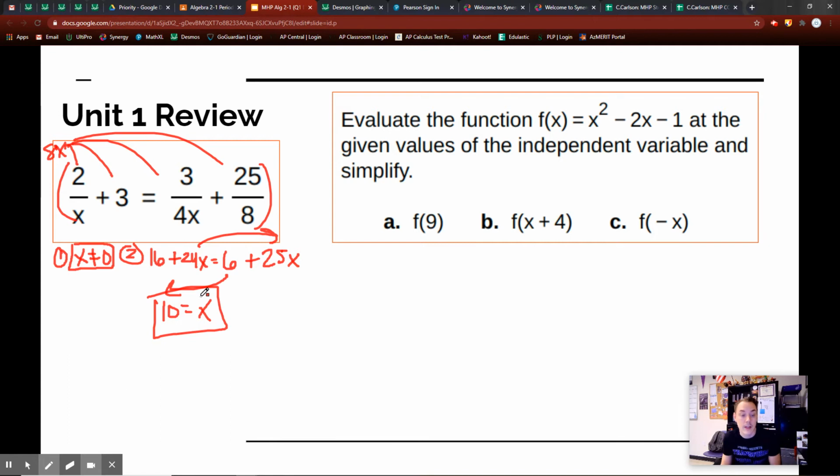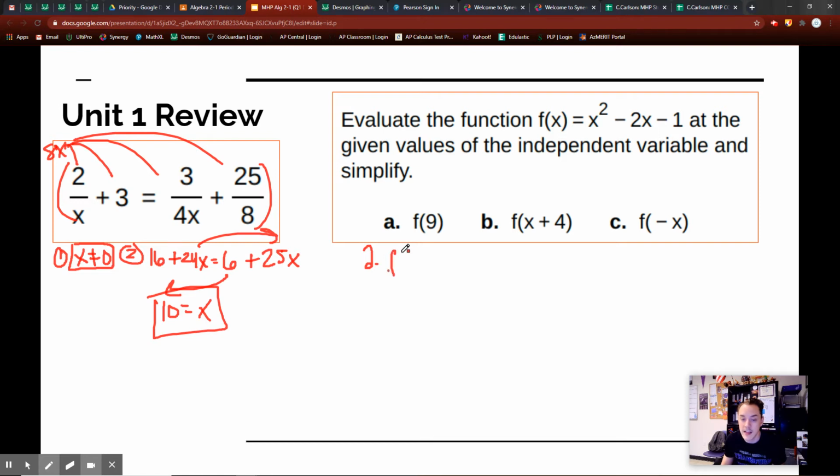It's that simple, okay? So when I subtract the 6 over, I get 10. Subtract the 24x over, I get just 1x, so 10 equals x. Boom, done, solid. I'm good. Now, this next question is a values question, so I'm going to plug in 9.